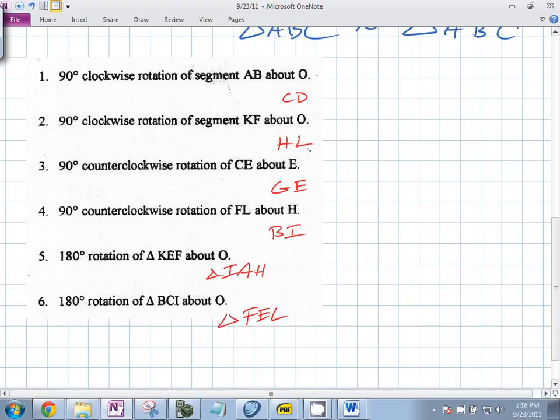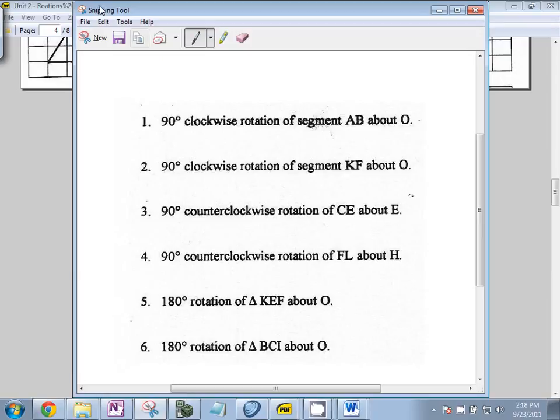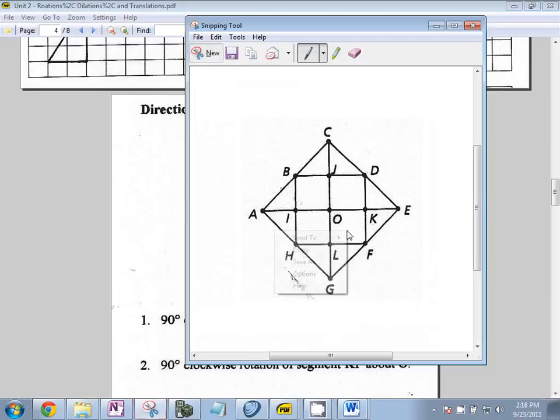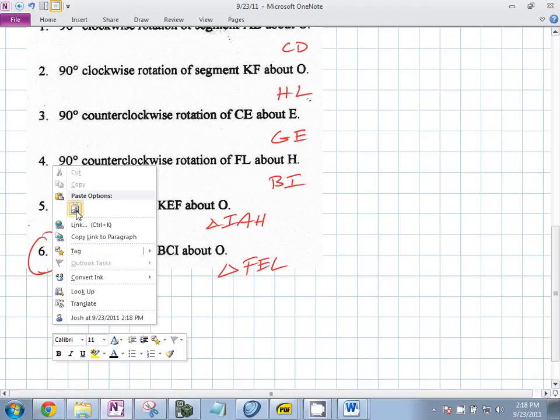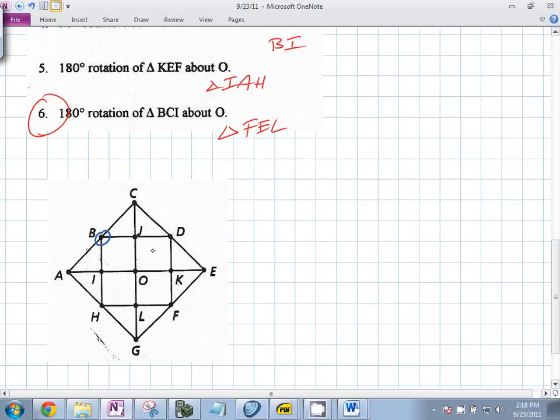We have a challenge coming from Missy. Which number? Number 6, the 180 degree rotation. So what are we going to need? I'm going to actually have to bring in the picture. That would help to do this question. Of triangle BCI. So B, C, and I. There's BCI right there. What are we rotating around? O. So if we rotate 180 degrees around O, what's BI going to become?